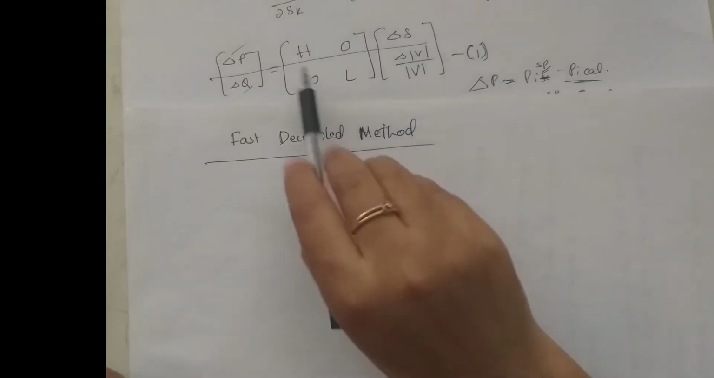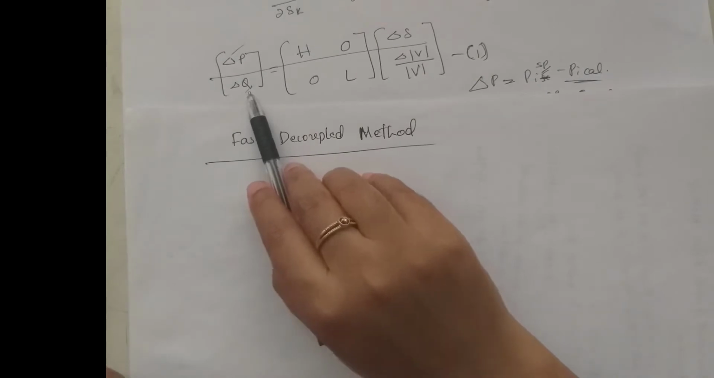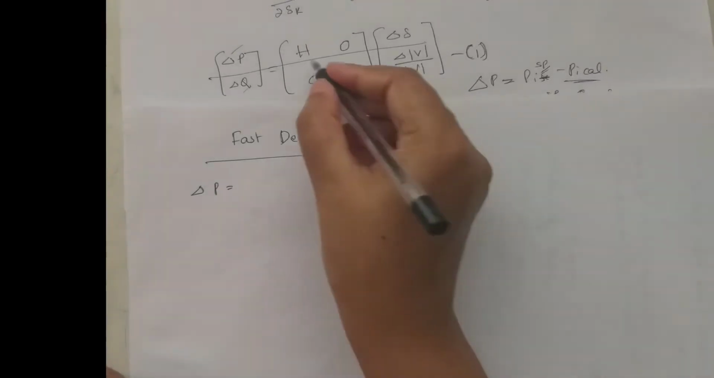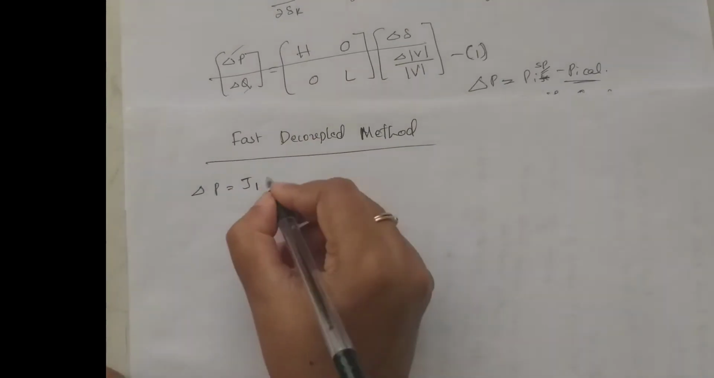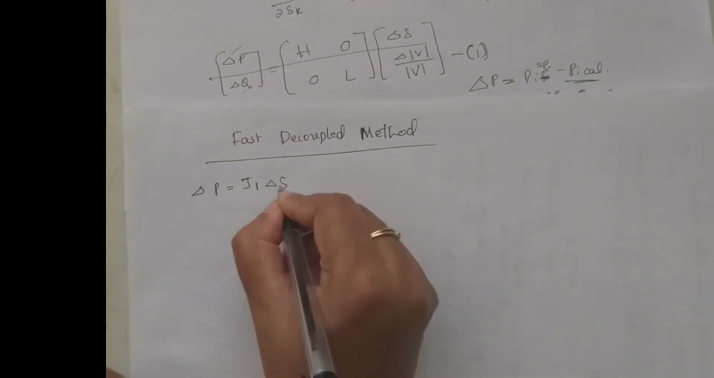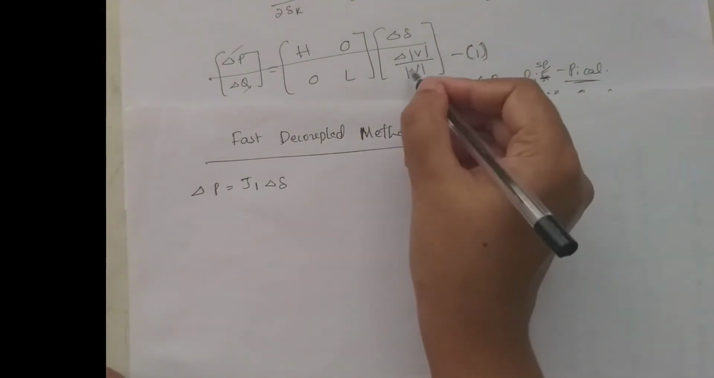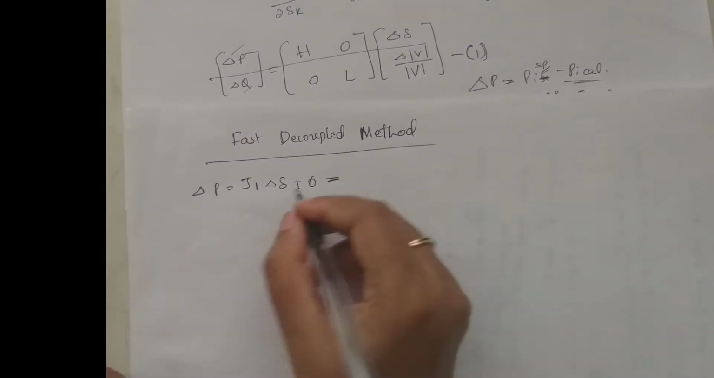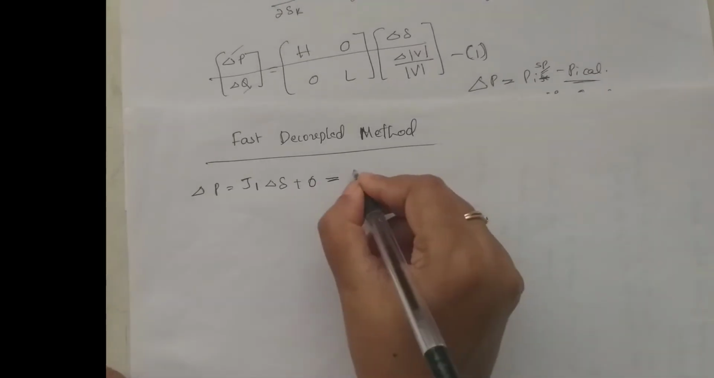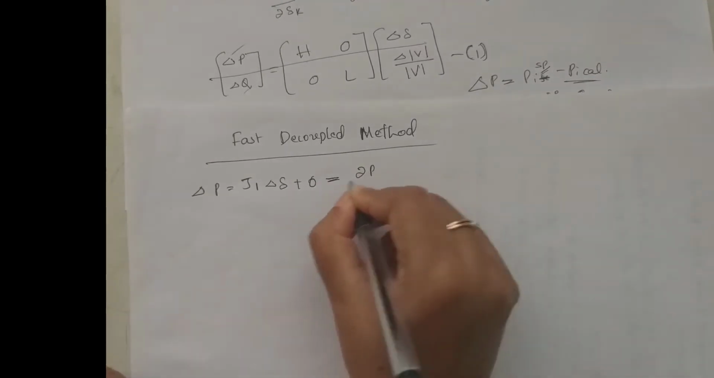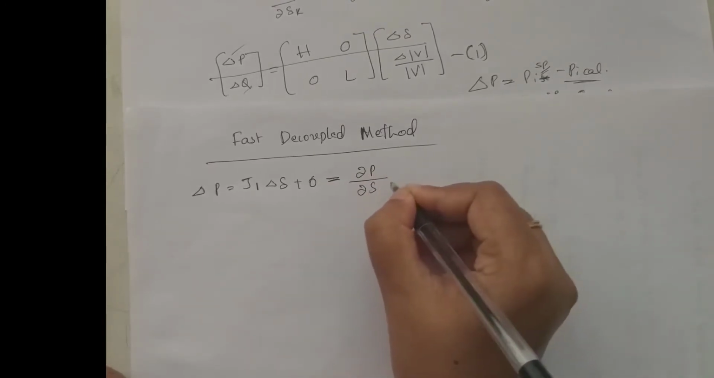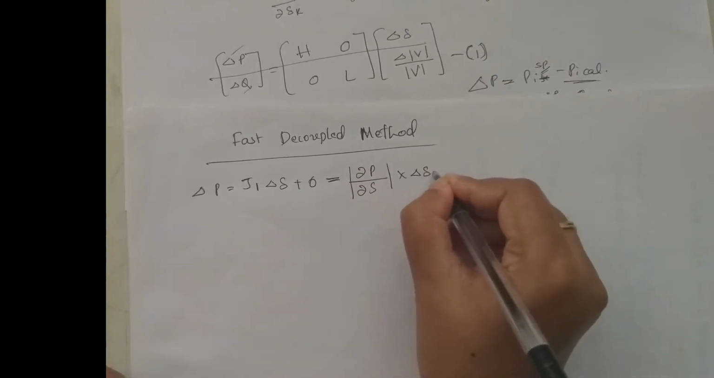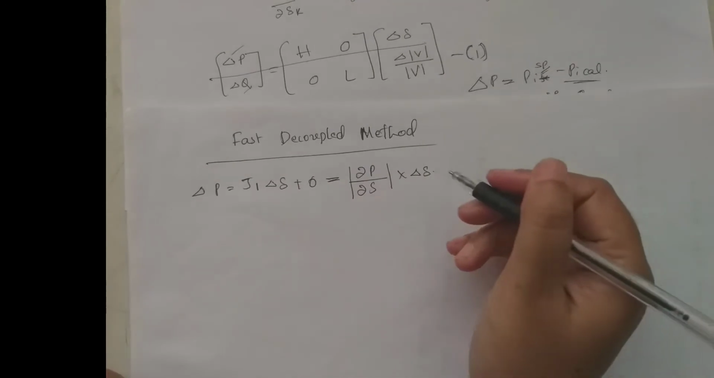In this matrix we are going to take delta P separately and delta Q separately. We write the equation like this: delta P is equal to the H matrix, which is also called J1, into delta delta, plus 0 into delta V, which becomes 0. What is J1? J1 is the partial differentiation of P with respect to delta, into delta delta. Only magnitude we are considering.